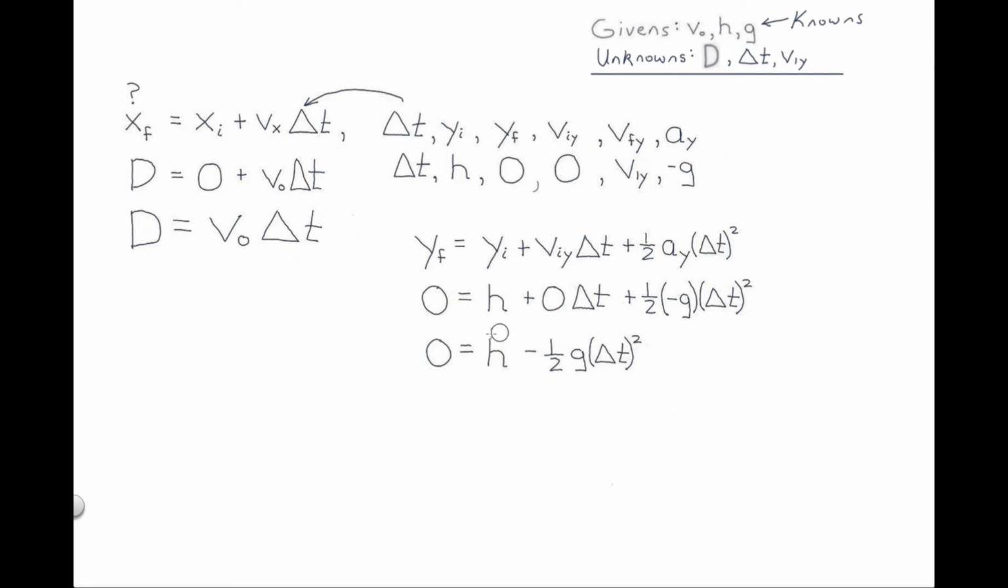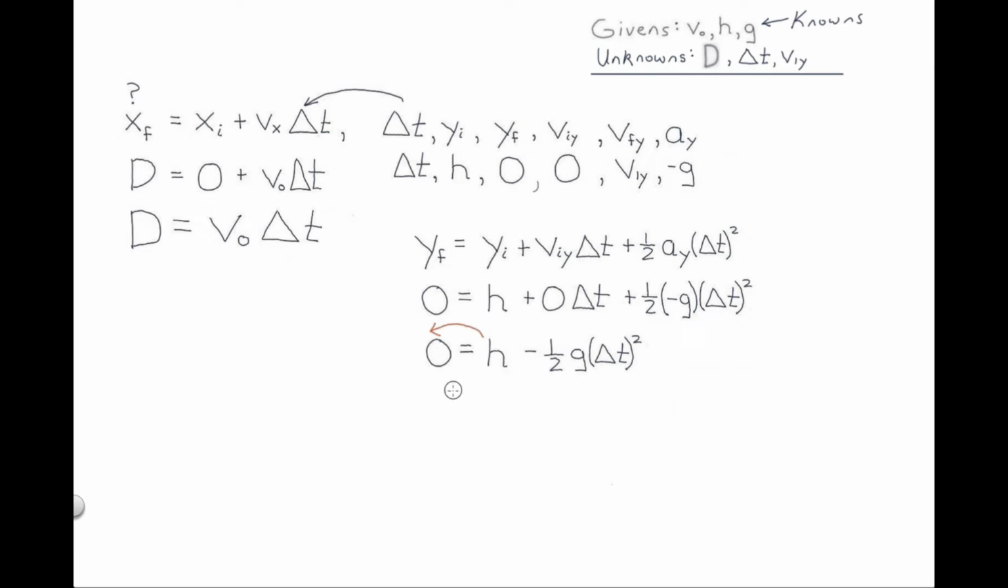We're trying to solve this equation for delta t. That means we need to get delta t by itself. That means that we need to separate this term from this term. One acceptable way to separate the terms is to move this term to the left side of the equation.